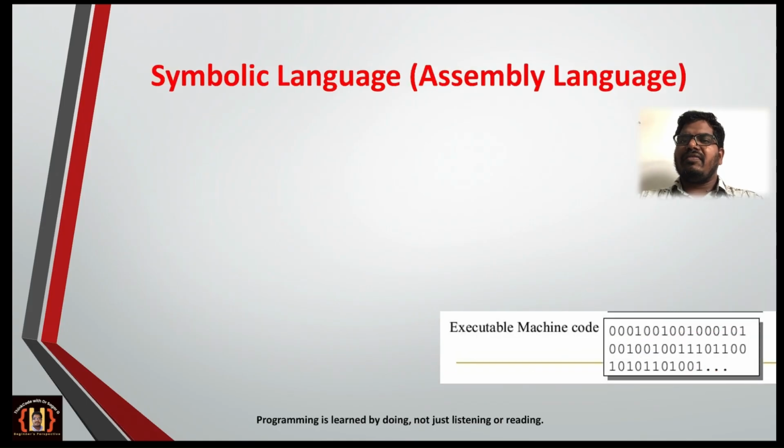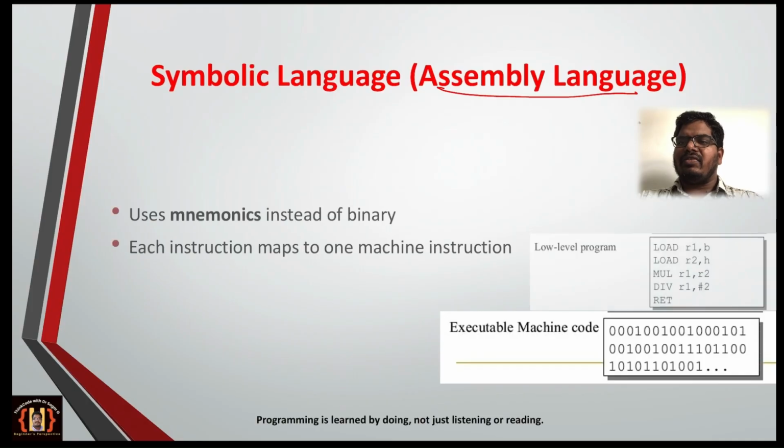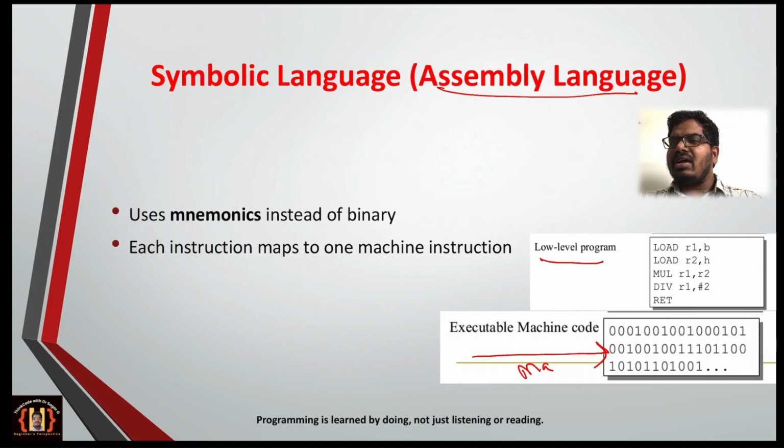The next category of languages is symbolic language, which we also call low level assembly language. This is also a kind of low level language. Let's see how it looks. We have already seen machine language, and here you see assembly language. There is an instruction to load b into r1 and load h into r2, then mul, which means multiply r1 by r2, and divide this by the value 2, and return the result. Let us assume these are some instructions.